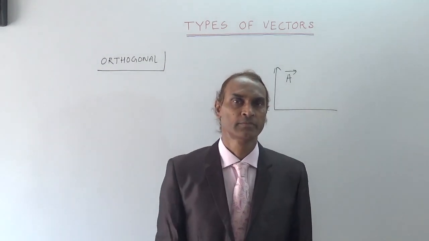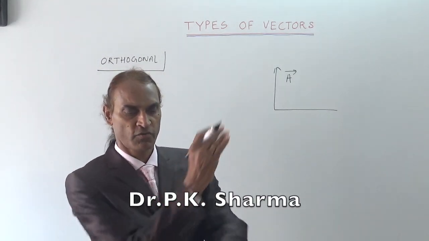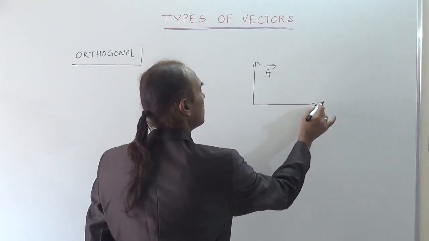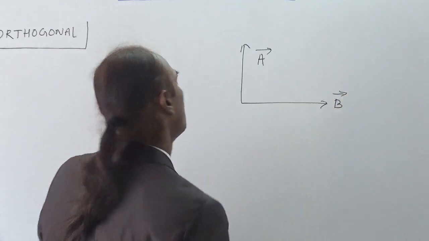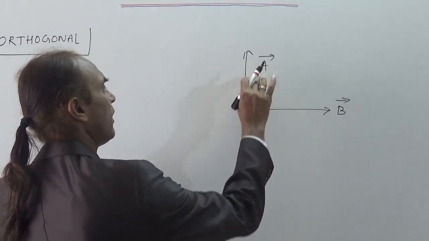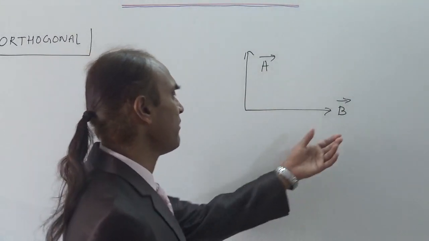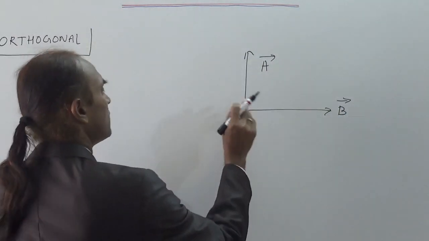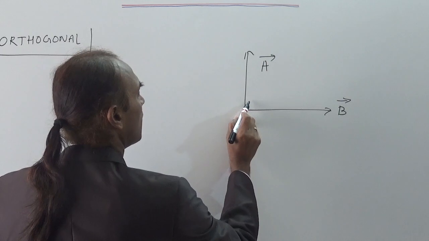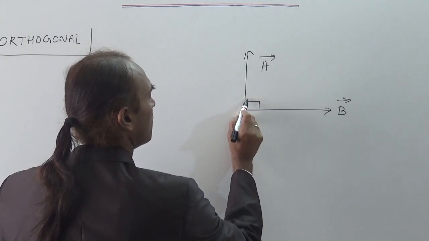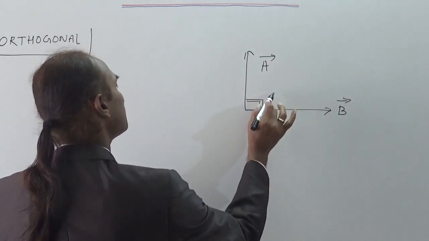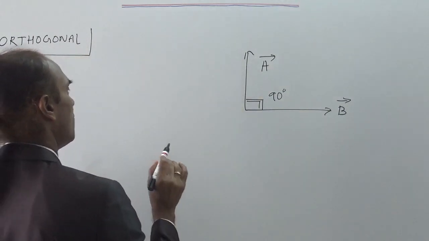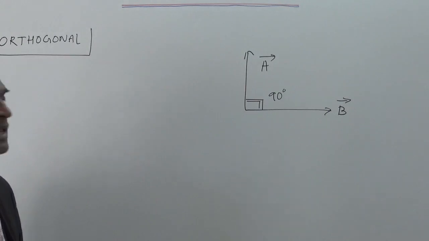Orthogonal vector. Orthogonal means perpendicular. Let these two vectors be A and B. A may be force or velocity, B may be force, velocity, or any other vector. These two vectors are perpendicular. They act at 90 degrees to each other. Then we can call them orthogonal vectors.